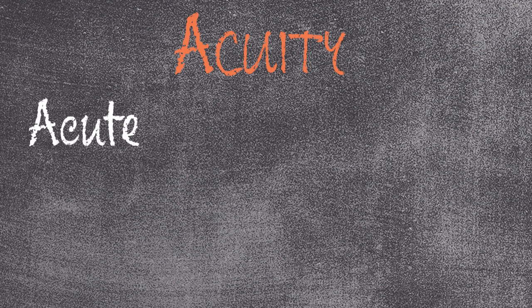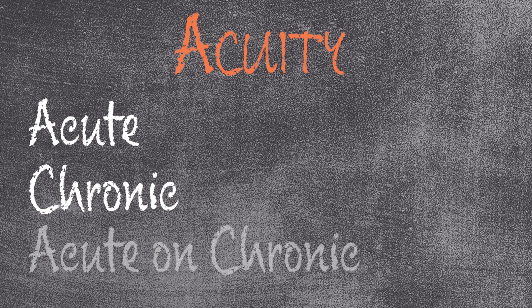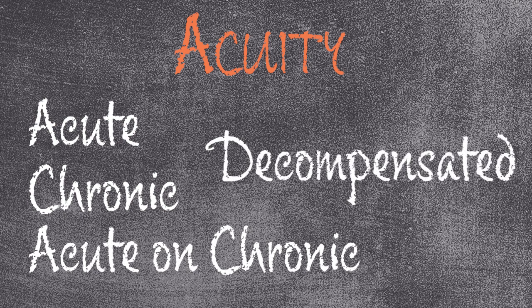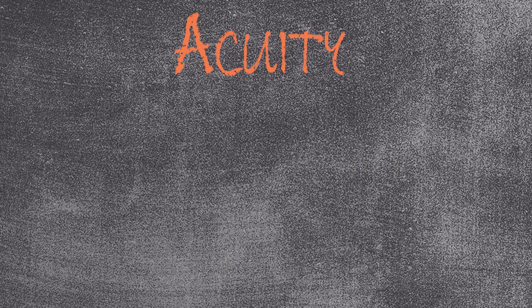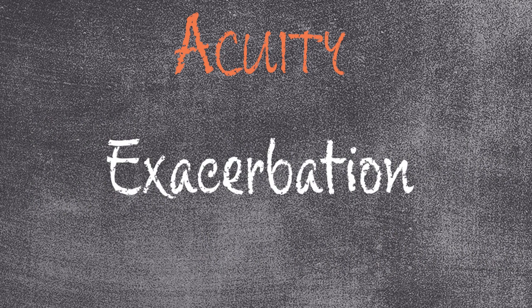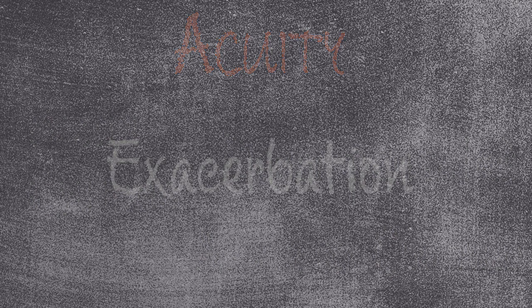Let's start with acuity. Acuity is classified as either acute, chronic, or acute on chronic. It can also be classified as decompensated, which really is the same thing as acute on chronic. However, you need to be aware of the term exacerbation. Unless you further classify it, this may result in a query.